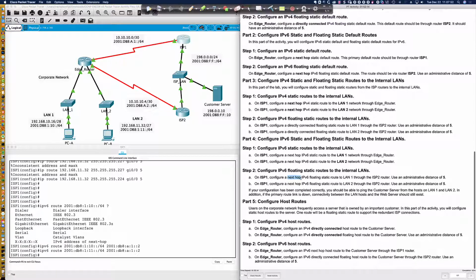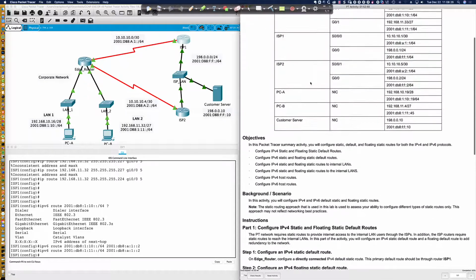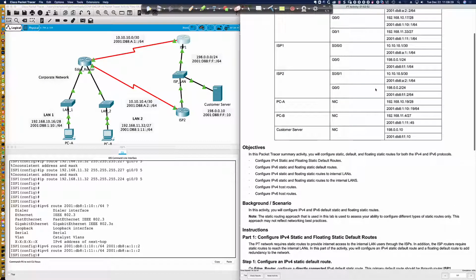So now we're going to configure IPv6 floating statics to the internal LANs. And here we're going to be doing next hop IPv6 statics, just like we did right here. We did next hops for ISP1 going to the edge router. Now we're going to be doing floating statics with an administrative distance of 5 going to ISP2. So again, next hop, not directly connected. So we're going to need the IPv6 address of this interface. That is the next hop that I would take to get to these networks if the serial interface is down. And while I'm scrolling up here, let's see ISP2's G0/0. There is my next hop IP. So again, I can recall for the first LAN 1 network, and we're doing a next hop scenario here.